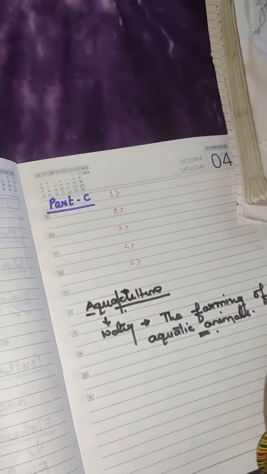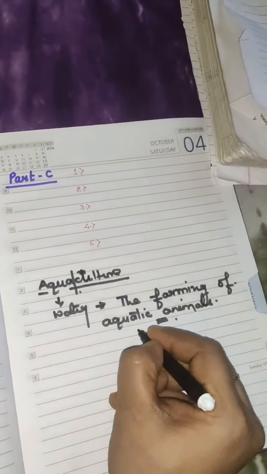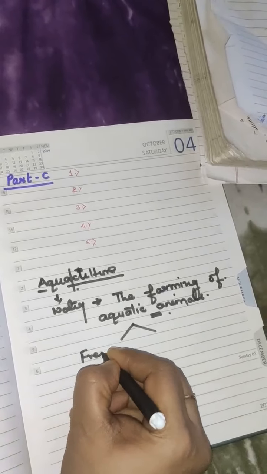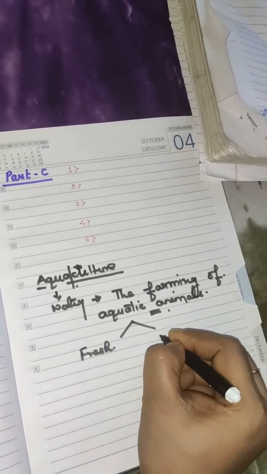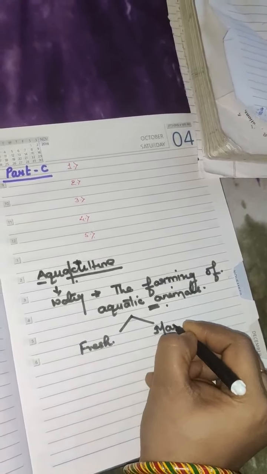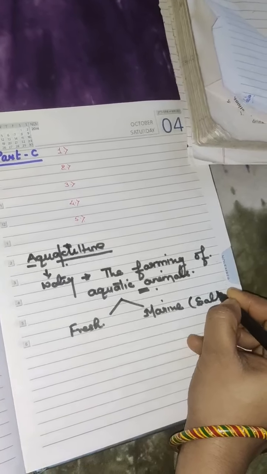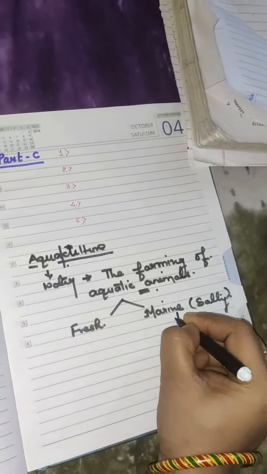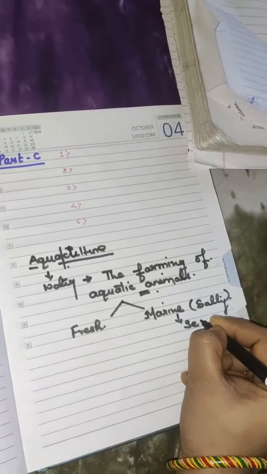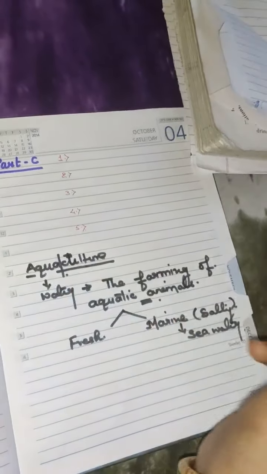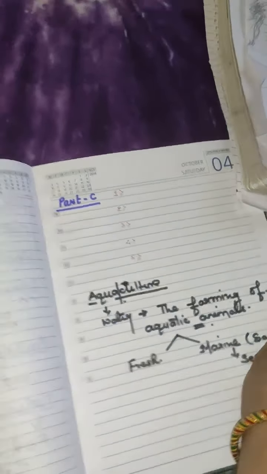Clear to you? Then we all know that we have two types of fish. One is fresh water and the other one is marine water. Marine is a term for salty water or sea water. It is an alternative word for sea water. Clear to you? So aquaculture is the farming of aquatic animals.